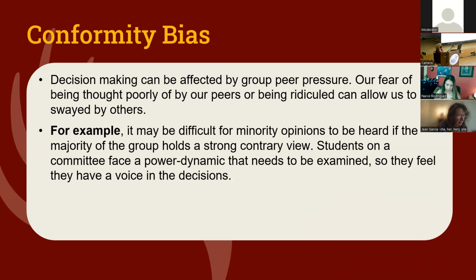And conformity. This is one that I'm sure y'all are probably familiar with. This is something that I think can happen anywhere, including in an interview. It's when decisions are affected by group peer pressure. So sometimes a person might not say anything because they're afraid of how they might be viewed, or they might be a first generation student that's not used to folks that might be really dominant in a class or in a peer setting. So this is just one to be aware of.